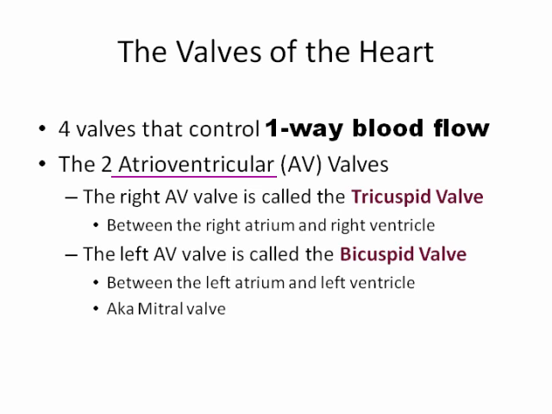And there are 2 of them. The atrioventricular valve located on the right side of the heart is what we call the tricuspid valve. And then the left atrioventricular valve is what we refer to as the bicuspid.